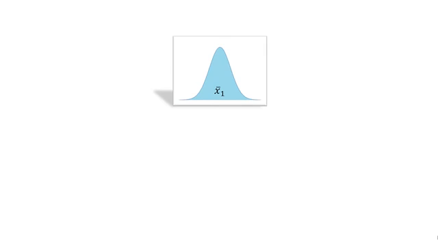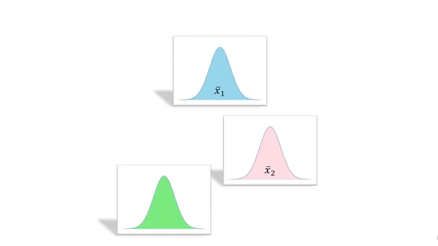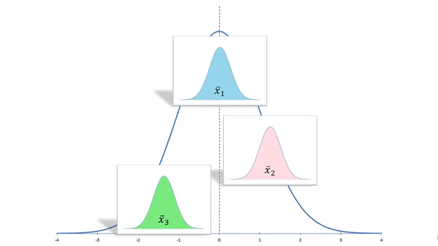So here is our first mean, x bar sub 1 with its distribution, x bar sub 2 with its distribution, and then x bar sub 3 with its distribution. Now let's say we take all the data points in all three of those samples, and we put all those data points into a common, larger distribution.